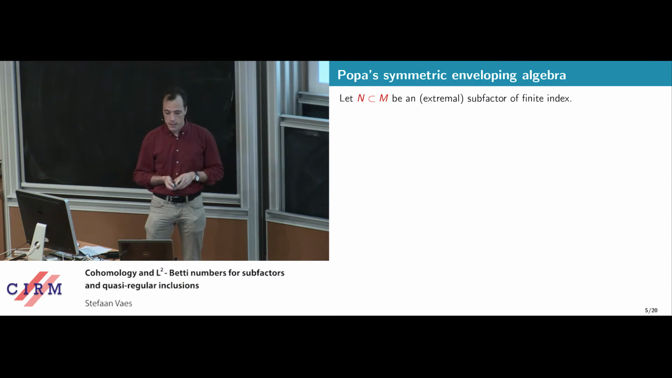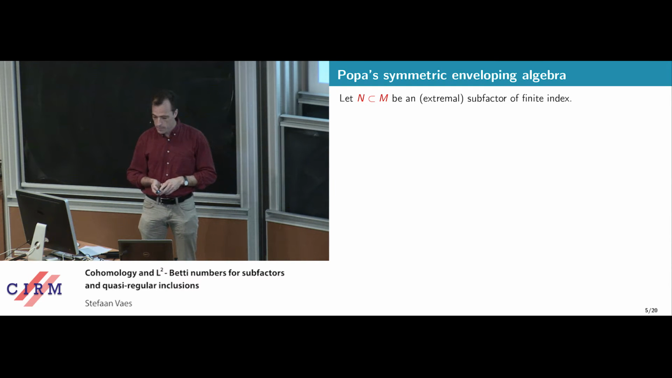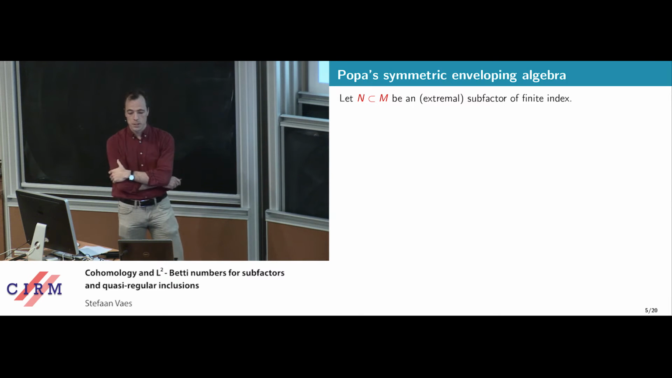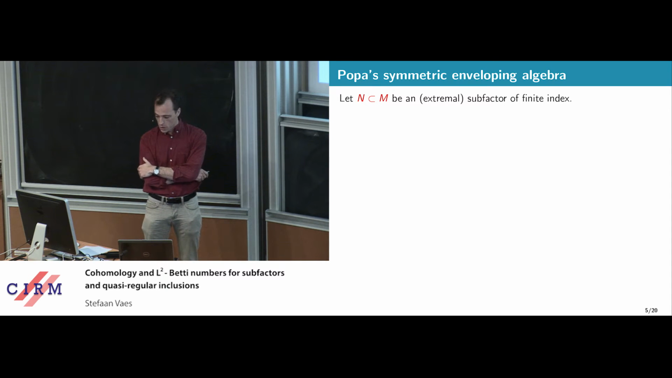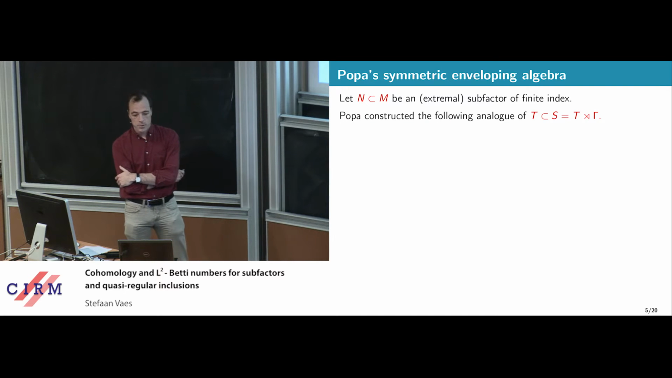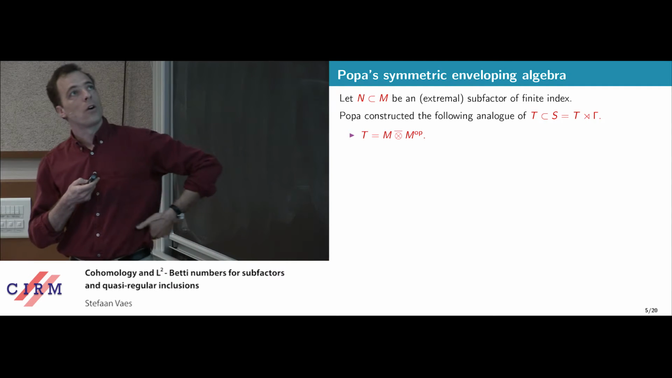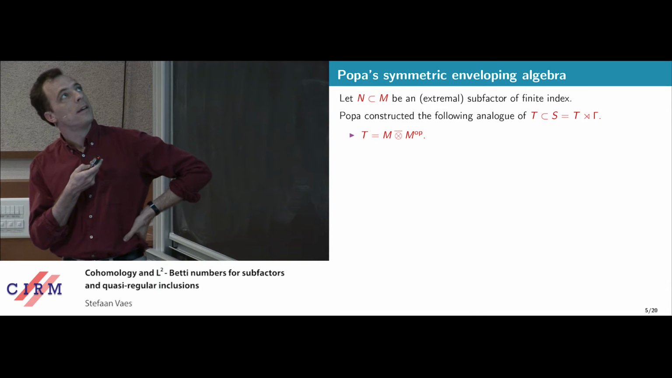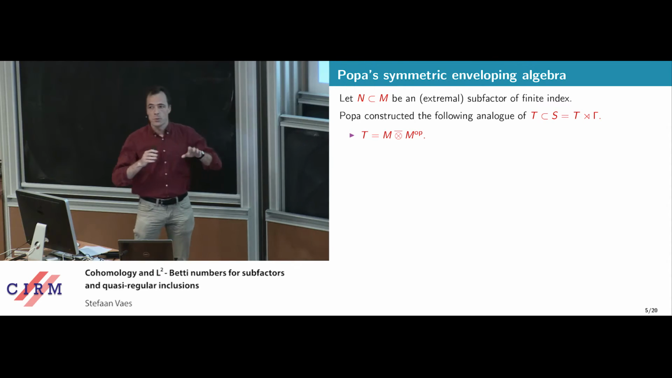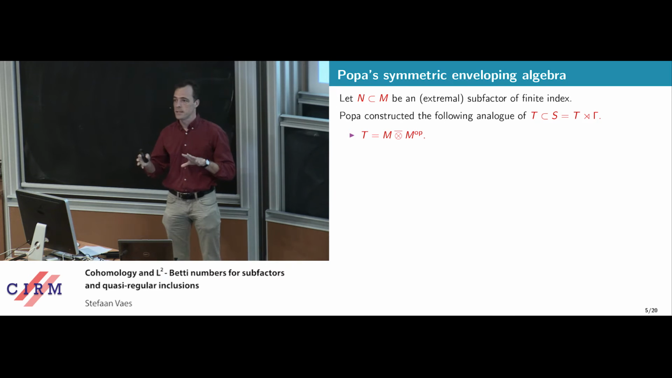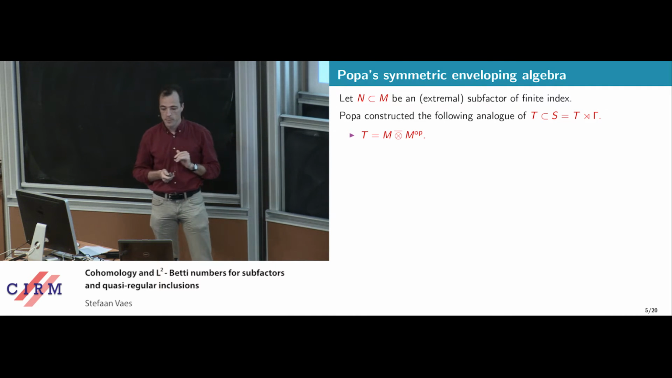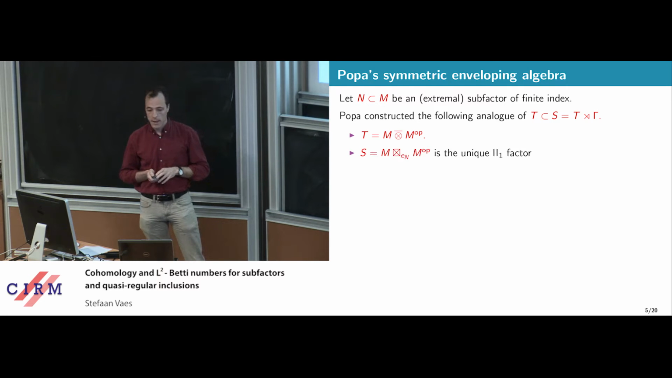So here again, let's start with any, and I will explain the word extremal at the end of the slide, let me start with any subfactor of finite index, and then here is an analog of this kind of cross-product. It will really be an analog of T cross gamma. What is T? T will not be M. I mean, we have to somehow balance out things. T will be the tensor product of M and its opposite algebra, M tensor M opposite. And what is S?